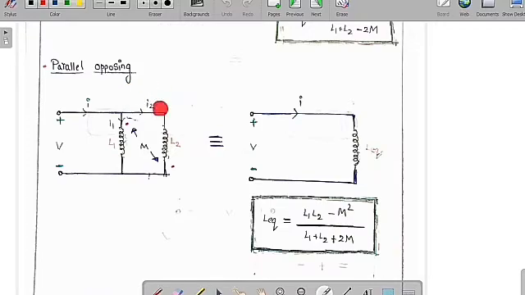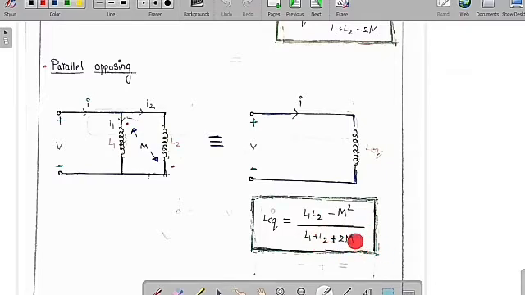In the parallel opposing, these two coils are connected in parallel where M is the mutual inductance between L1 and L2, but here in coil 1 the current is going to enter the dot, but in coil L2 the current is going to leave the dot. Because of that we say it is parallel opposing, meaning the fluxes are opposite to each other. Then the overall equivalent inductance is equal to L1 L2 minus M square by L1 plus L2 plus 2M.